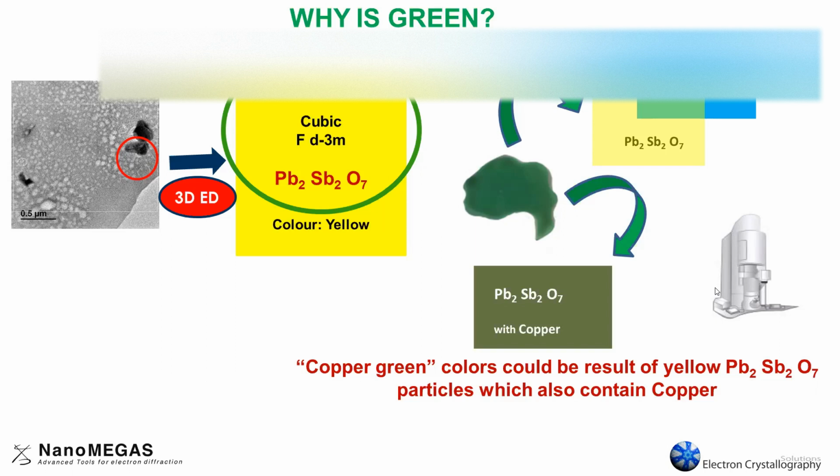Another possible explanation could be the opacifier structure: as this lead antimonate is a pyrochlore, ionic substitutions can happen in these pyrochlore structures. So this green color could be a result of yellow lead antimonate particles which may contain copper in the disordered site of the structure. These results were published in 2018 in Heritage Science Journal. So you will be able to see not only the study of the green color tessera, but also the study of the other tesserae as well.